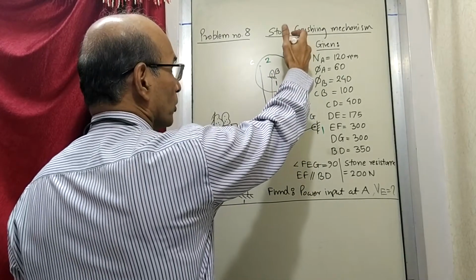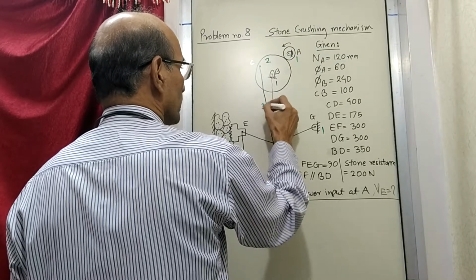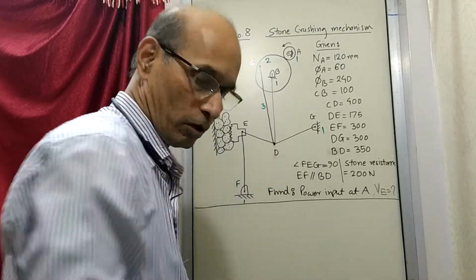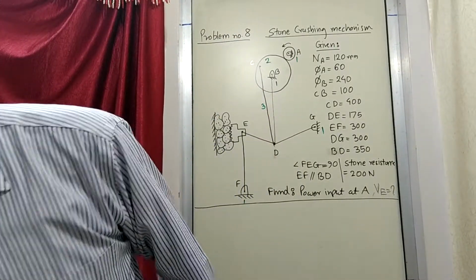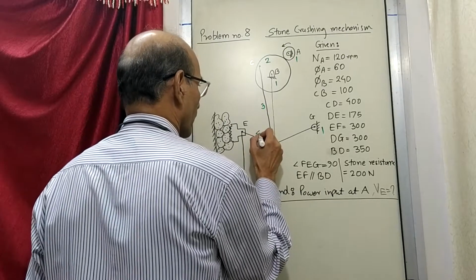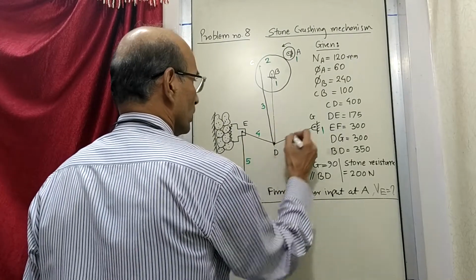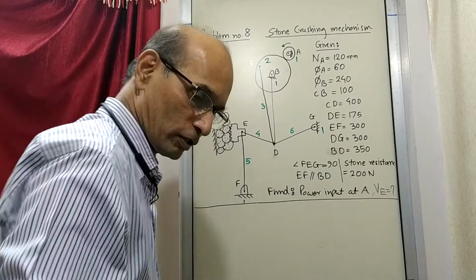We did not give any number to this. Then this is link number 3. Maybe we will give link number 4 to this. This will be link number 4. Then this will be 5. This will be 6. So these are all the different links.